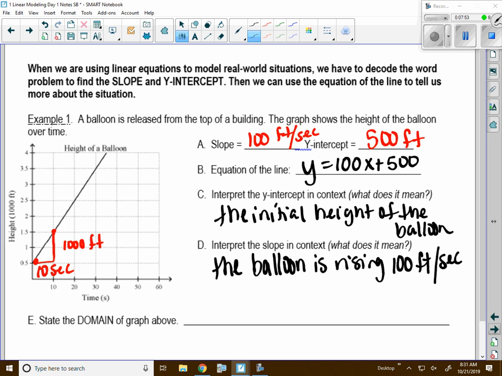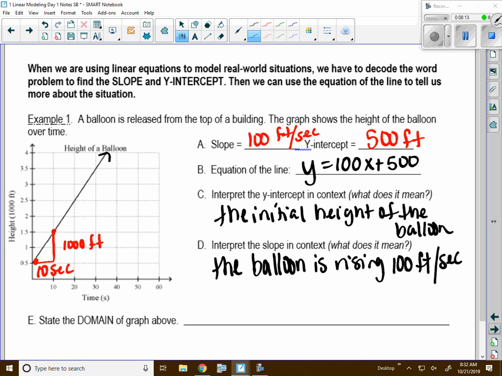Oh, this is a good one. State the domain of the graph. So let me ask you a question. Realistically, do we know where a balloon will stop rising? No. Or when it will stop rising? So can we assume that we would draw an arrow at the end of that line? Yeah, it's going to keep going.